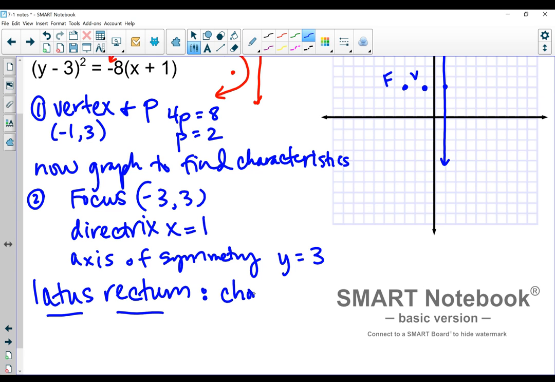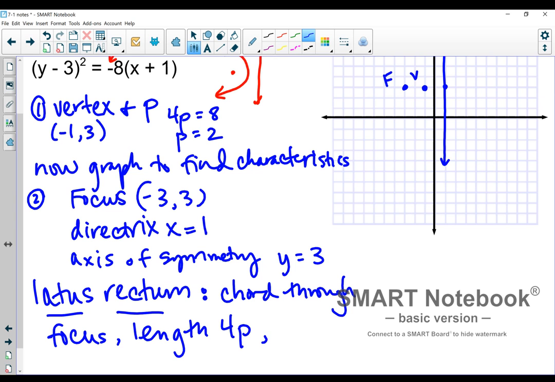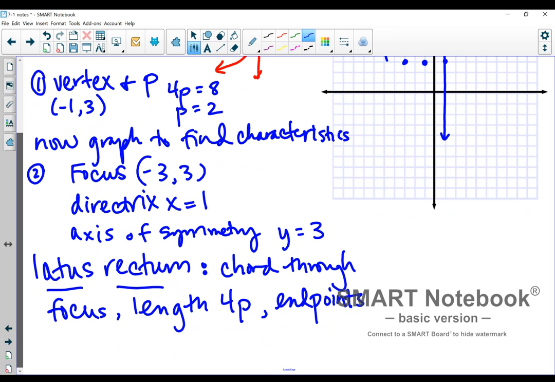Is a chord through the focus with length 4p, and the endpoints are on the parabola.